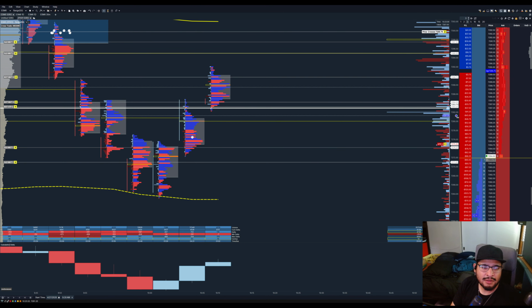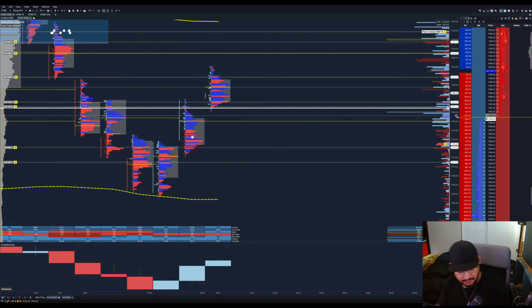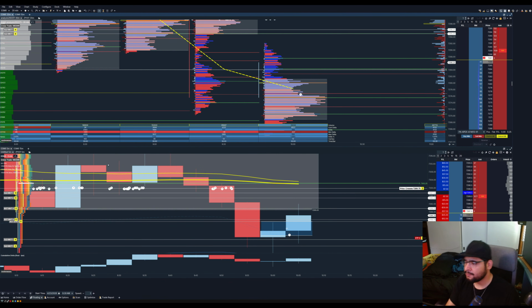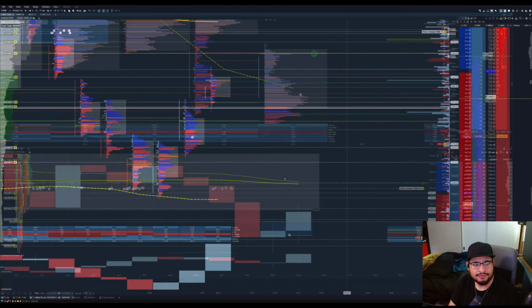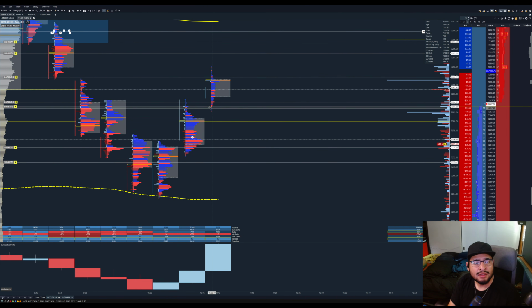Cut it back. We're above the single print area. So we're above the single print zone right now, which is a good sign. And we're above the opening 30-minute range low.